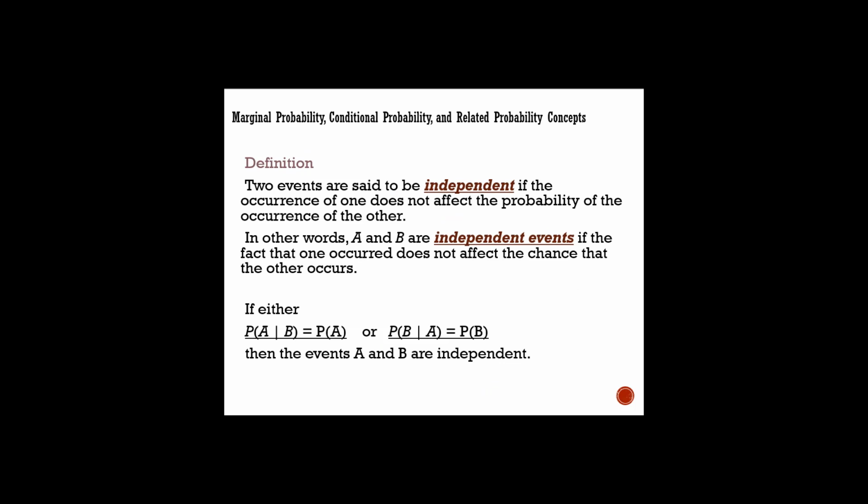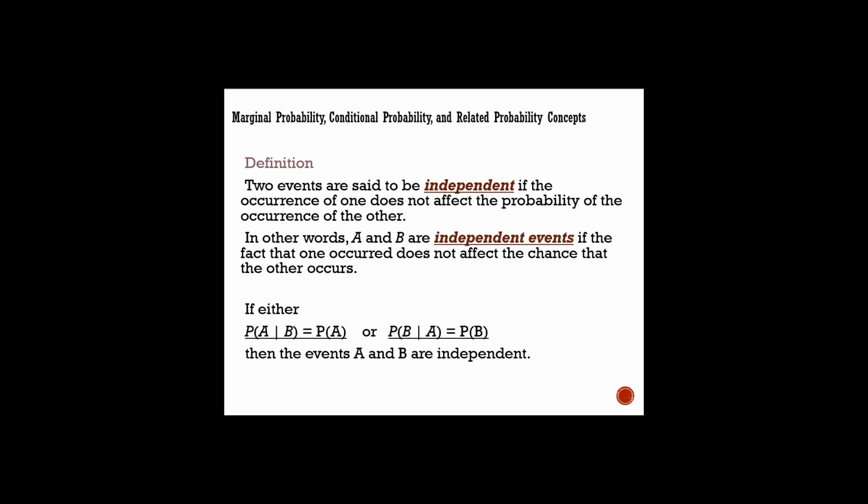Now, just like mutually exclusive and mutually non-exclusive are important to know, whether an event is independent of another event is important to note because it will affect your formulas later on. So here's your definition for independence. Two events are said to be independent if the occurrence of one does not affect the probability of the occurrence of the other one. In other words, A and B would be independent events if the fact that one happened or occurred doesn't affect the probability or the chance that the other would happen.